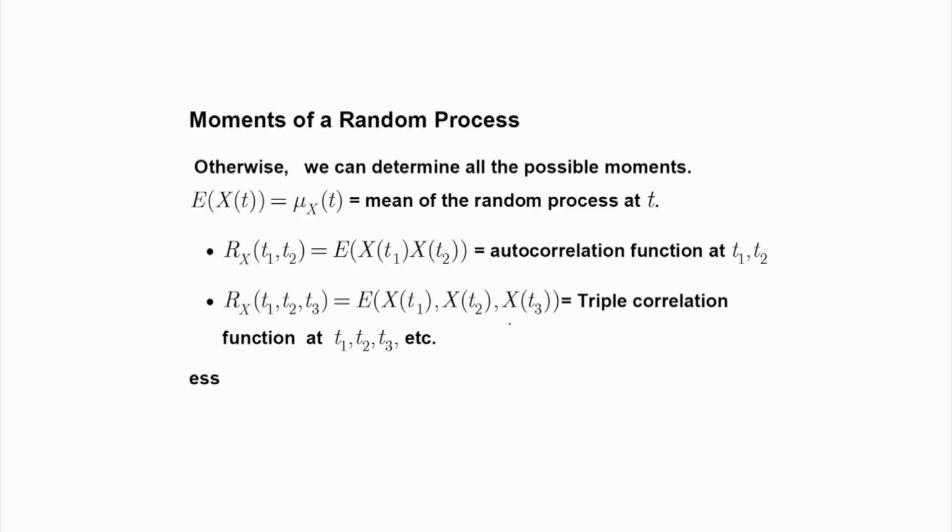Since we can define any number of random variables, we can define nth order correlation. For example, the triple correlation R_x(t1, t2, t3) is defined as the expected value E of x(t1) times x(t2) times x(t3). So, this is the triple correlation function at time points t1, t2, t3. That way we can continue the definition of other order moments. We can also define the auto-covariance function.